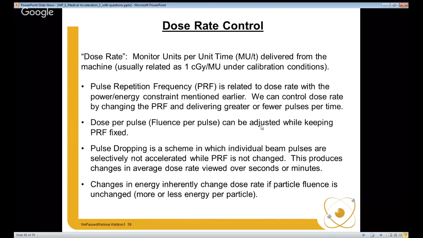This is how Varian controls dose rate. They also have a PRF, although generally the machine runs at a fixed PRF. Historically, Siemens and Elekta both use PRF in order to control dose rate. And of course, if I'm at a different energy, the dose rate will be different if the particle fluence is different, because of course each particle carries a different amount of energy. So when I refer to dose per pulse or pulse repetition frequency or pulse dropping, I'm referring to it within the context of an energy.